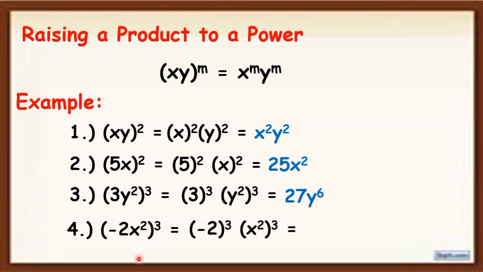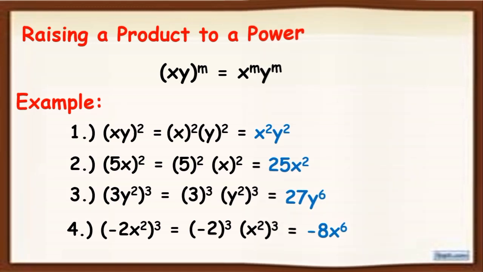Another example, (-2x^2)^3. So it will become like this. Now, let's simplify. Negative 2 raised to 3, or (-2)^3, is equal to negative 8. Why negative 8? Negative 2 times negative 2 is equal to positive 4, times negative 2 is equal to negative 8. Next is (x^2)^3, which will become x^6 because 2 times 3 is equal to 6.